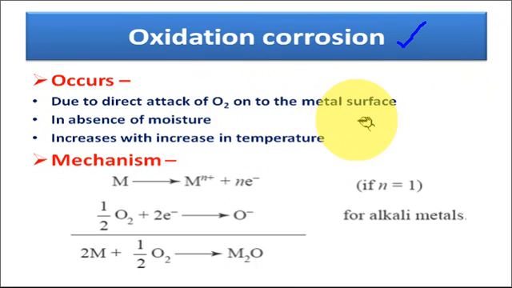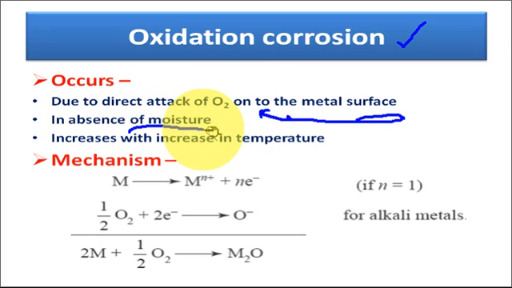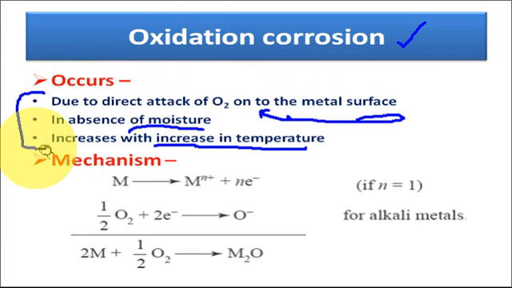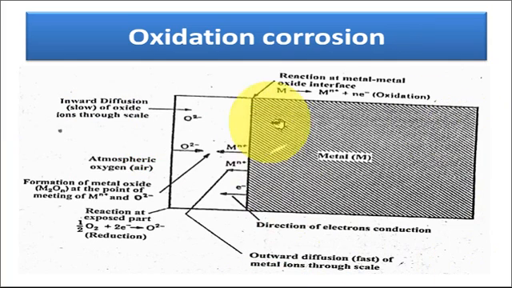Oxidation corrosion is due to the direct attack of oxygen onto the metal surface in absence of moisture. Generally, as we increase the temperature, the rate of oxidation corrosion also increases. So, what are the necessary conditions for oxidation corrosion? Only two things: presence of oxygen in the metal surroundings and absence of moisture.